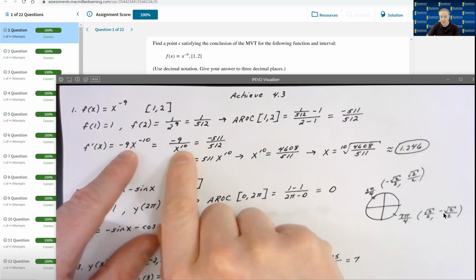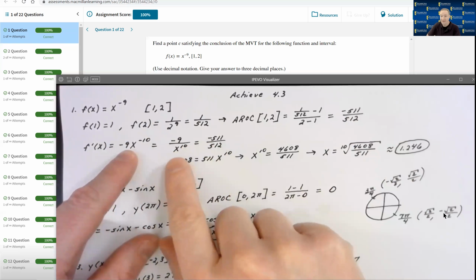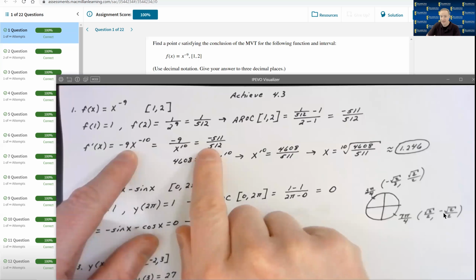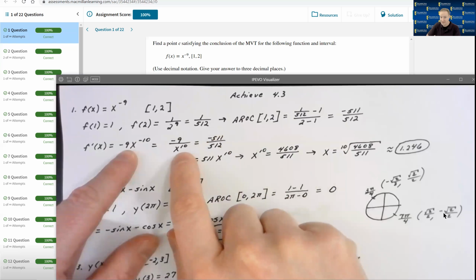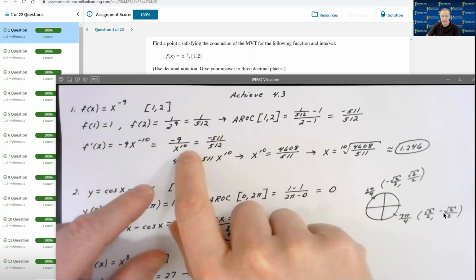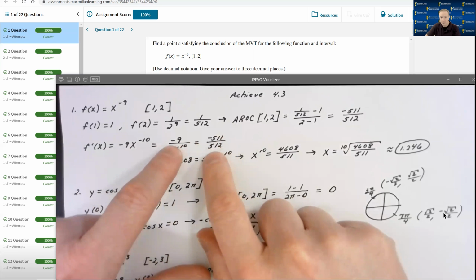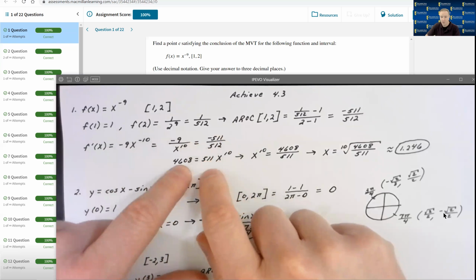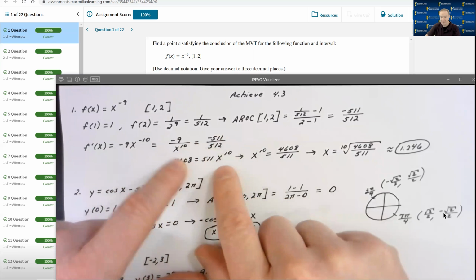And then I can say, well, I need to set that derivative equal to the average rate of change. Pretty easy to do. In this case, what I did is I multiplied negative 9 times 512 and negative 511 times x to the 10th. I knew that each side would be negative, so I just ignored the negatives. You could divide by a negative and they would cancel out. So 9 times 512 is 4608. That's going to equal 511x to the 10th.